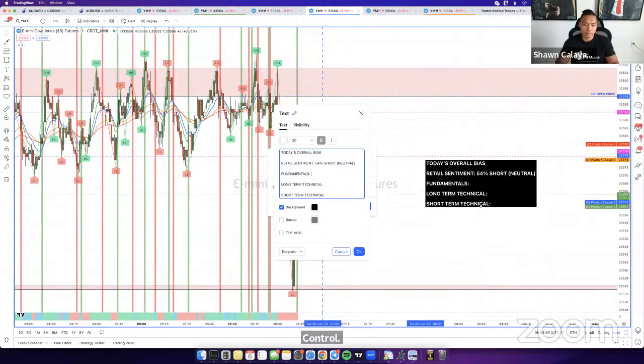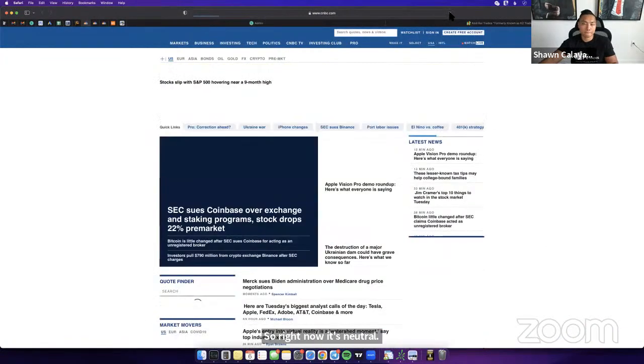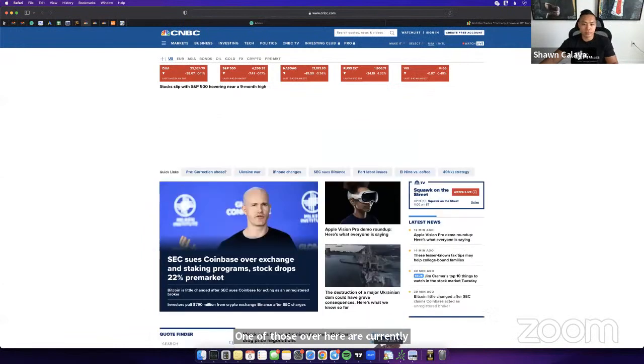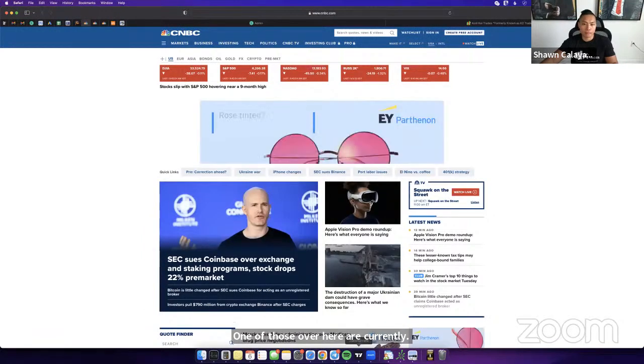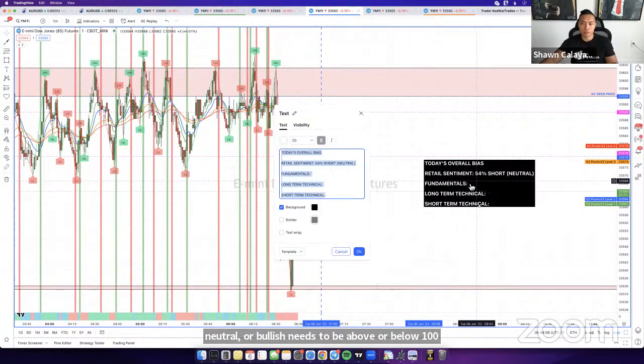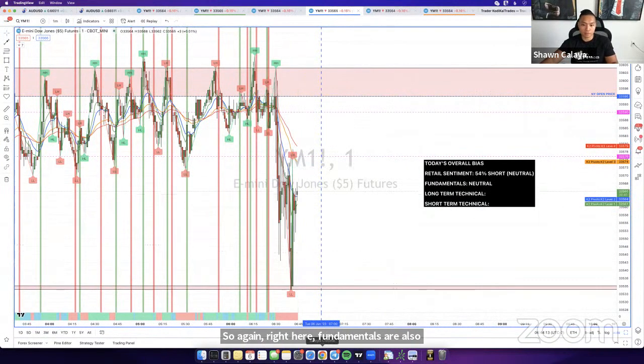Let's take a look at the fundamentals next, right? Fundamentals over here are currently 38, it's down 38 points, right? So this is going to be neutral too. In order for it to be bearish or bullish, it needs to be above or below 100 points. So again, right here, fundamentals are also neutral. So it doesn't look like there's much of a bias here.